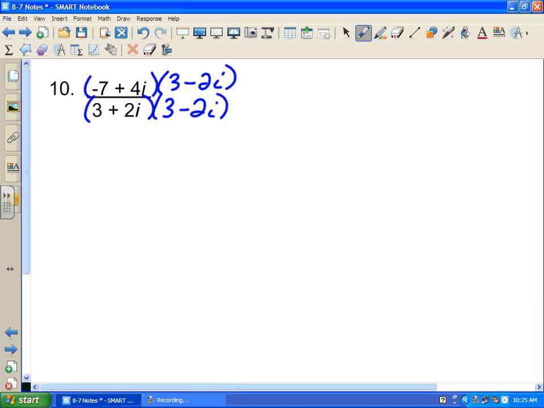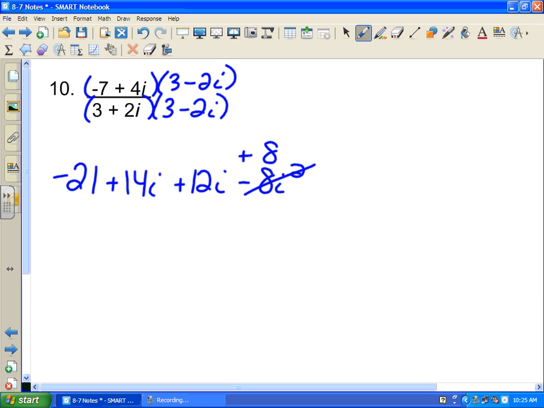Okay, this is the hardest one because what do I have to do in the numerator, the top? FOIL. It's not really this difficult. So in FOIL, on the top, you get negative 21 plus 14i plus 12i minus 8i squared.